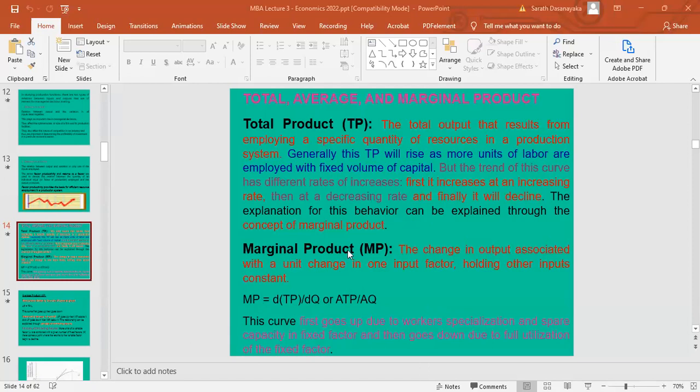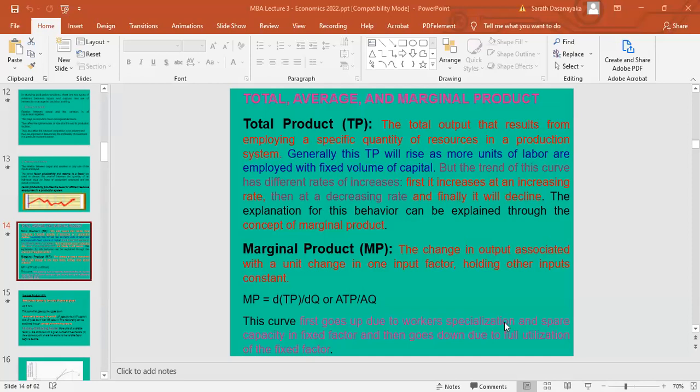Then you can see the marginal product curve behavior. This curve first goes up due to workers' specialization. That is why the total product first increases at an increasing rate. Why? Because of specialization, you do the same thing day and night, so you can do it quickly, you save time, and cost goes down. Doing the same thing on the assembly line, you can do it quicker with less wastage, and you can also experiment to reduce the cost, and you can see spare capacity in the fixed factor.